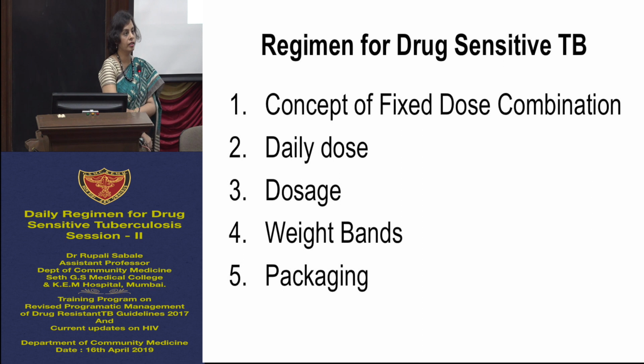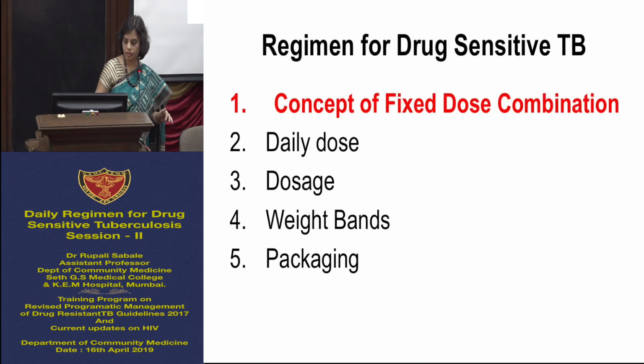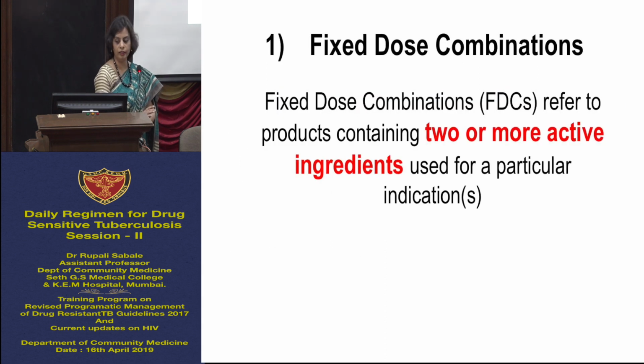Coming to the regimen for drug sensitive TB, I will be talking about this under the following headings. First, the concept of fixed dose combination. Can anyone tell me the meaning of fixed dose combination or FDC? Combination of more than one drug in a tablet. So the definition is that when there are 2 or more active ingredients used for particular indications, we call it a fixed dose combination.